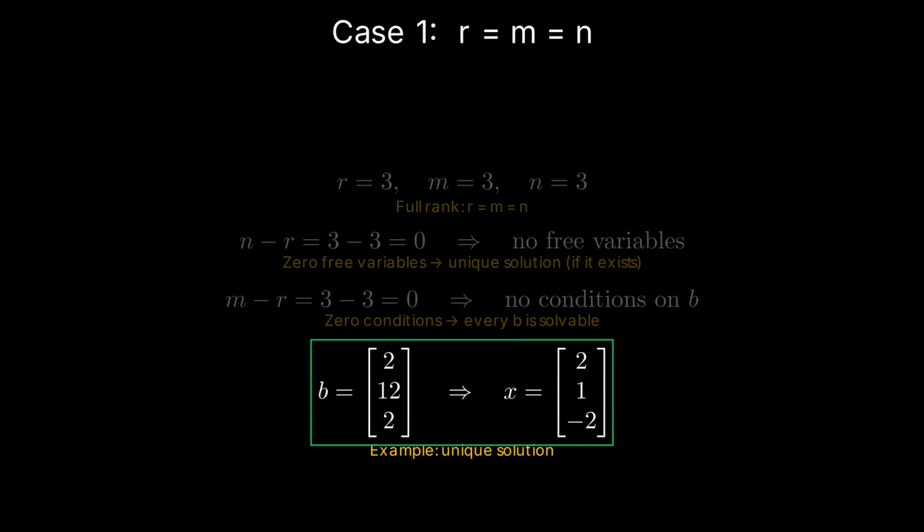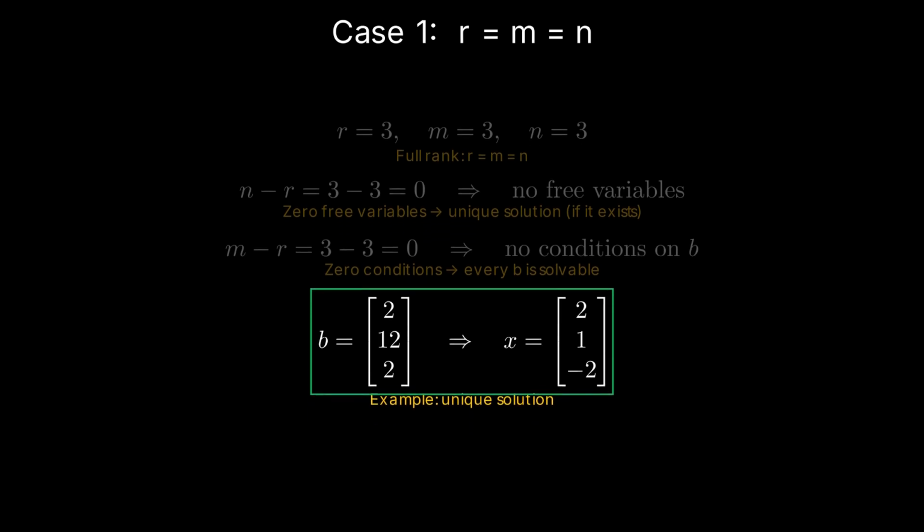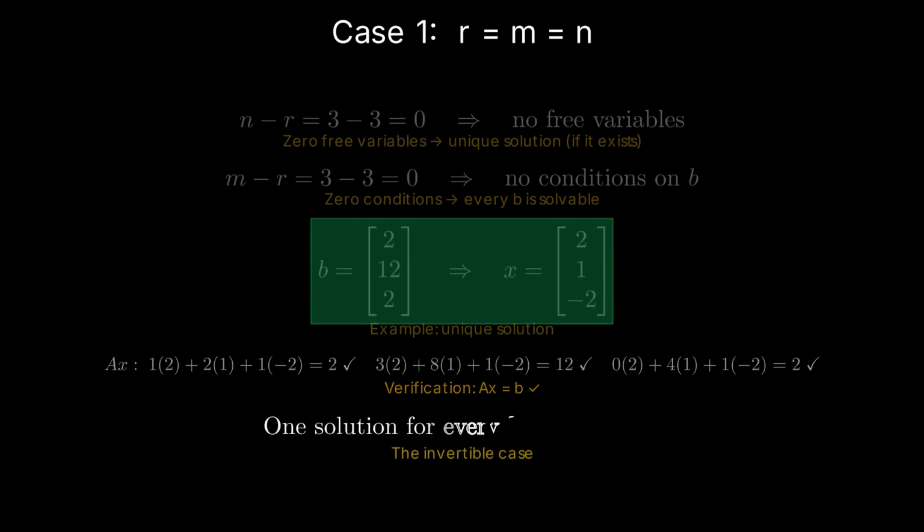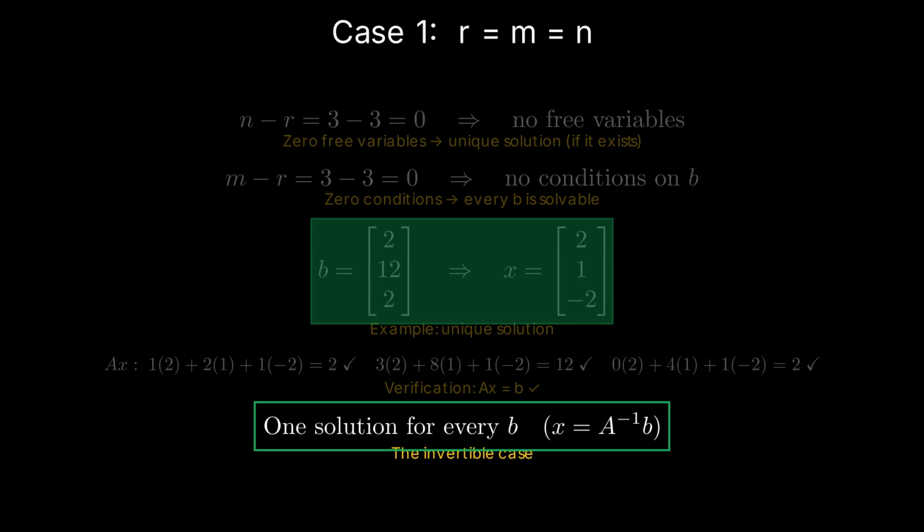For example, if b equals the vector 2, 12, 2, the unique solution is x equals 2, 1, negative 2. You can check: 1 times 2 plus 2 times 1 plus 1 times negative 2 gives 2. 3 times 2 plus 8 times 1 plus 1 times negative 2 gives 12. 0 times 2 plus 4 times 1 plus 1 times negative 2 gives 2. And this is the invertible case. x equals A inverse times b. There is exactly one solution for every b.